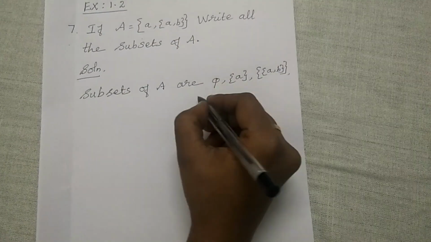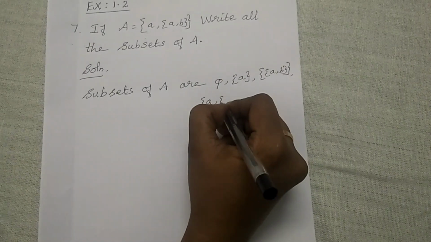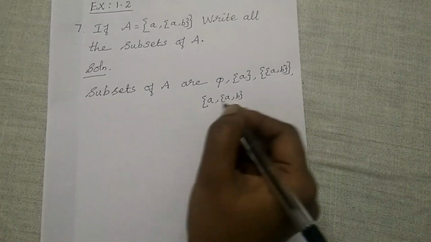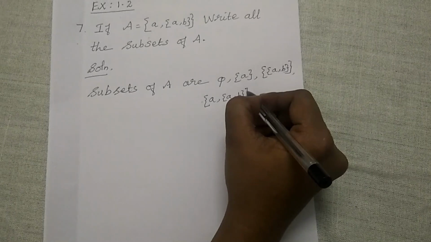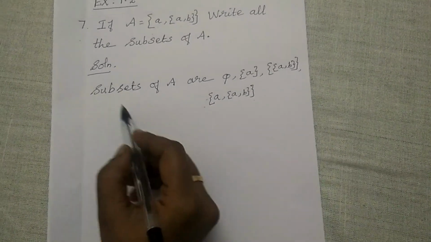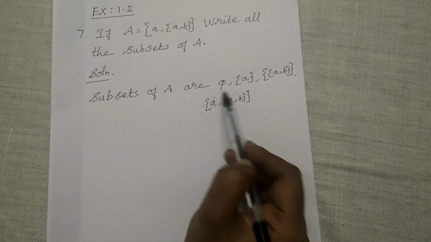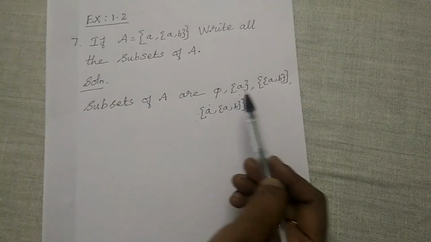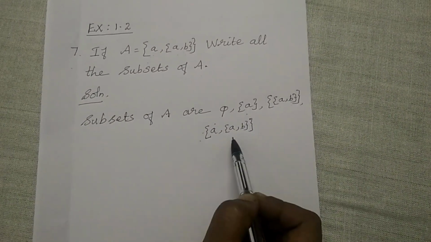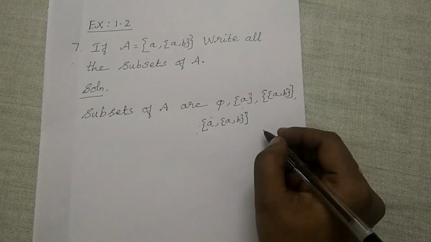Then given set also we have to write. Given set is a comma set of a comma b. Then close the set. Then again close it. Already opened, this one close it. Then subsets of A are null set, then set a, then set of a comma b, then given set.